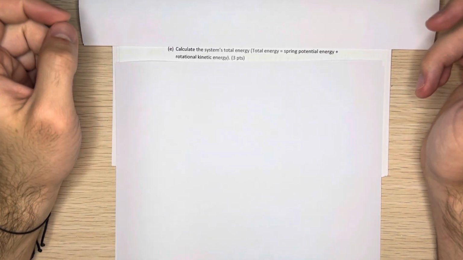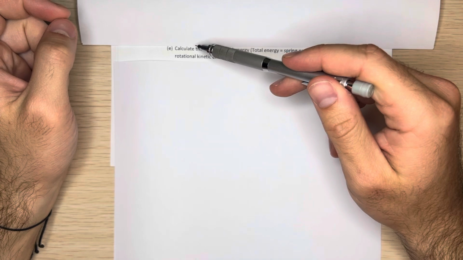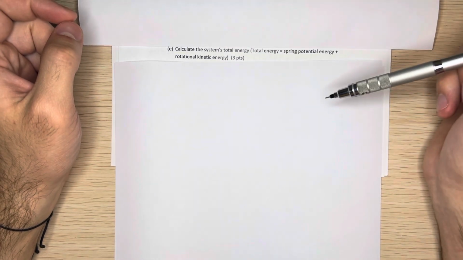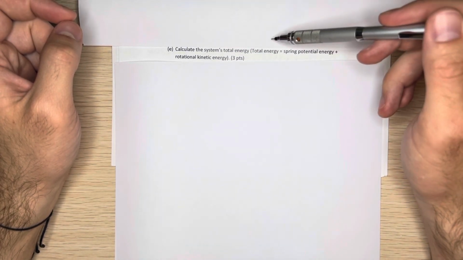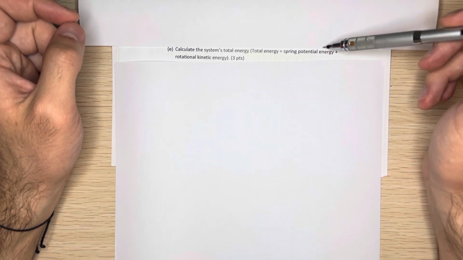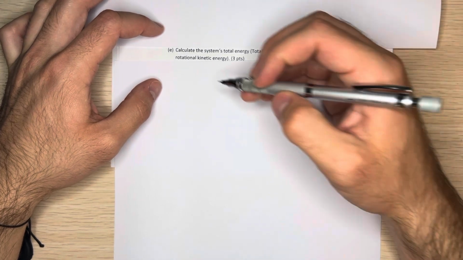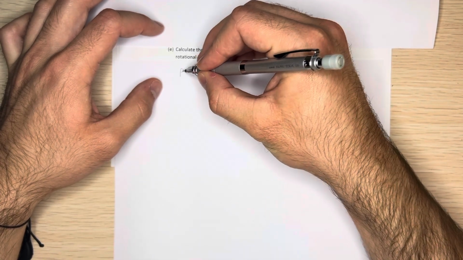Okay, welcome to part 5 of problem 3. Here we need to calculate the system's total energy, and it gives us a little hint here that total energy is equal to the spring potential energy plus the rotational kinetic energy. So let's go ahead and start by writing that out here.